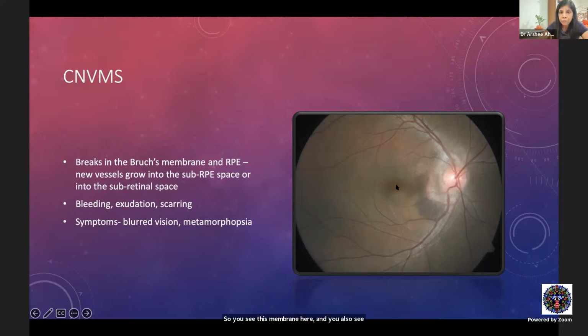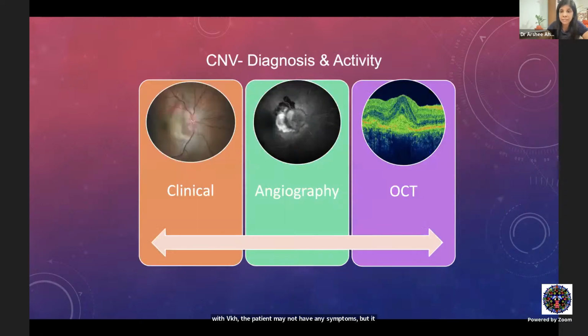Along far away, you see this exudation, this thin line, which is because of the fluid which has collected. So this patient will again present to you, like in any other macular pathology, with blurred vision, metamorphopsia. However, if the macula is not involved, it may go unnoticed. So it is very important to look out for these changes, especially, for example, in a patient with VKH, the patient may not have any symptoms, but it is important to look for these choroidal neovascular membranes.